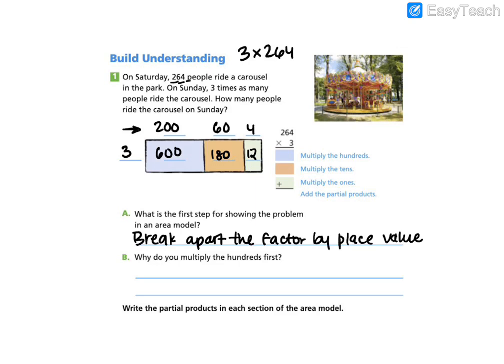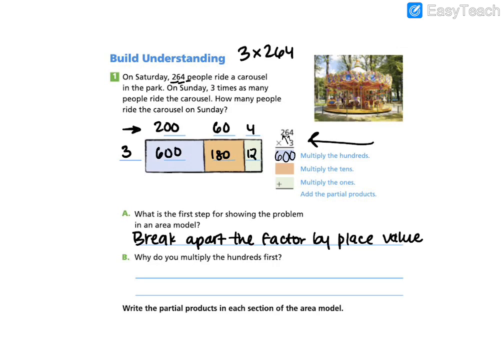Okay, so now we're going to take a look at this over here. This is starting to prepare us for using the standard algorithm to solve multi-digit multiplication. First, we're starting with the hundreds. Okay, this looks a little different than if you're used to using standard algorithm. We're starting by multiplying the hundreds. 3 times 2 hundreds is equal to 6 hundreds.